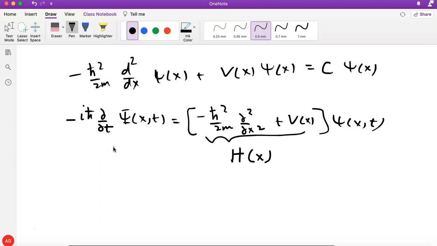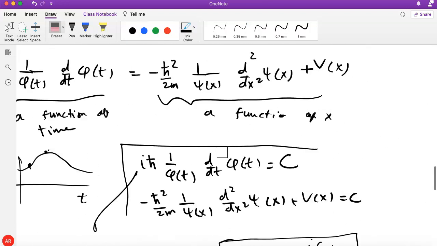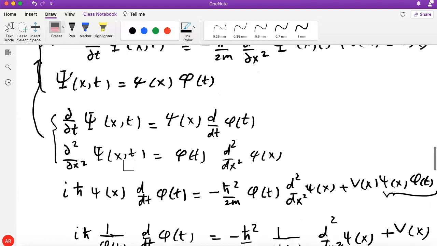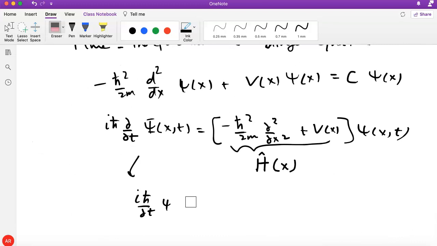So this equation, if I want to write it in a concise way, I can put a hat to specify that this is not just a function, it's an operator. Oops, there's no minus here, sorry. No minus. Right, so there's no minus in the Schrodinger equation. So that's psi of x and t is h of x, this operator times psi of x and t.